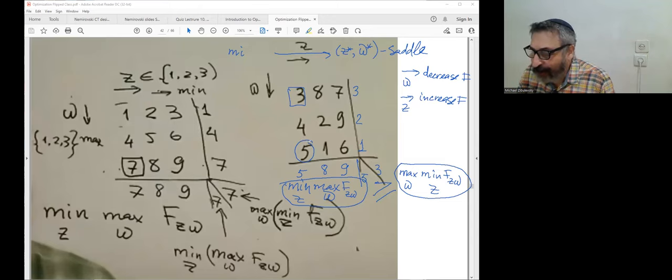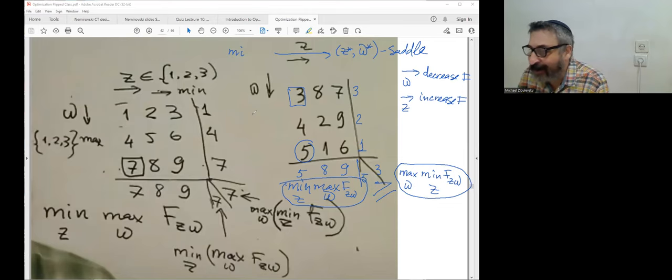So if from this point, the circled 5, I would change omega, I should decrease F. In omega, it's like a maximizer. And if I move in Z, I should increase. Do I increase when I move right? I don't, because I have a 0.6, which is smaller than 5. So that's why I conclude that 5 is not a saddle point. The same I can check with 3. Moving along Z, I increase, but moving along omega, I don't decrease. So both of them are not saddle points, and that's why max min is not equal to min max.